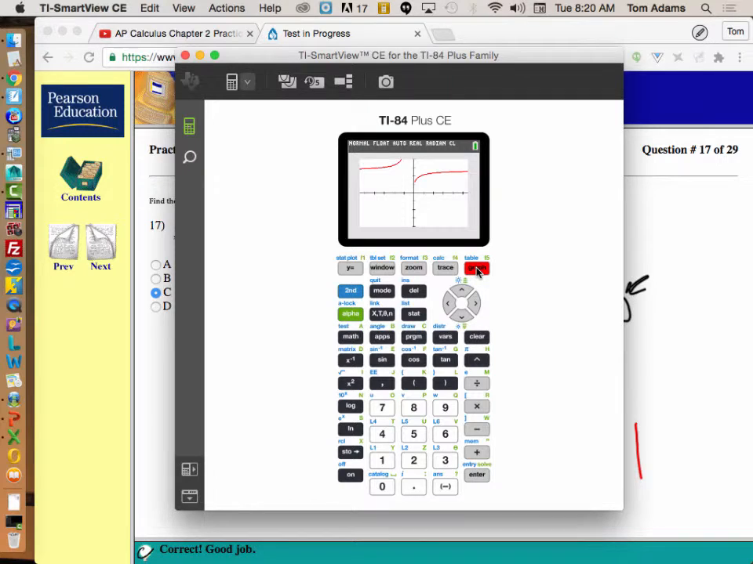Okay, 1 plus 1 divided by x, and that's raised to the x. All right, and so what we see here is if I hit trace, as x approaches a larger number, it immediately starts to approach that 2.71 number. So as you can see, it starts to plateau.